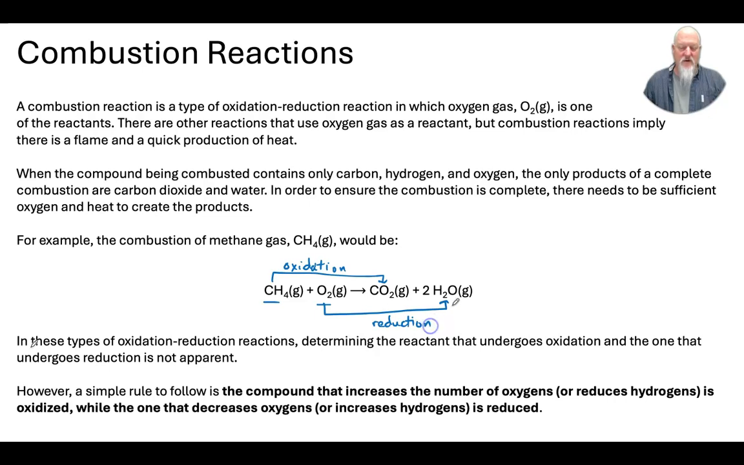So in these types of oxidation reduction reactions, combustion reactions, the oxygen is typically going to be the thing going through reduction, and whatever the other reactant is, whatever is burning, is going through oxidation, because you're putting oxygens on it. Okay. So when you're identifying combustion reactions, the way to tell is that it's going to have O2 gas as one of the reactants.